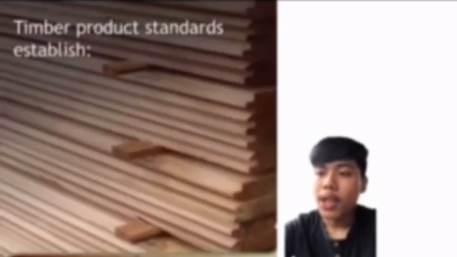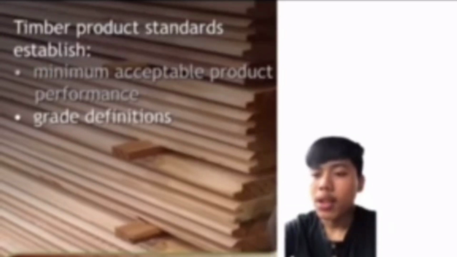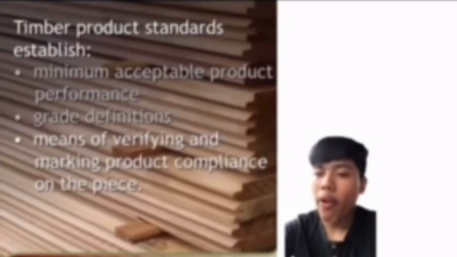Timber and wood product standards generally do three things. They establish the minimum acceptable performance for products. That's first. They provide grade definition for individual timber elements, and lastly, they may specify means of verifying product performance and of marking that performance on the piece.